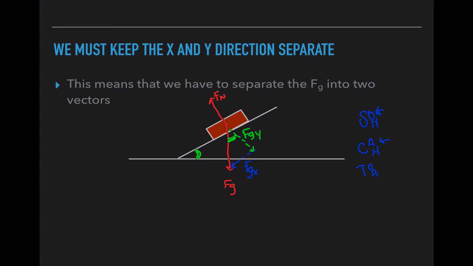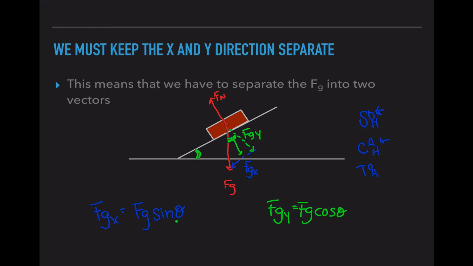And using this inside angle, FGX is now my opposite leg. So I'm going to use FGX equals FG sine theta to solve for the x component of the gravity. And I'm going to use FGY equals FG cosine theta to solve for the y component of the gravity.